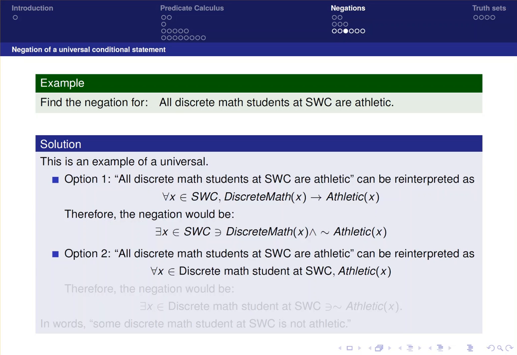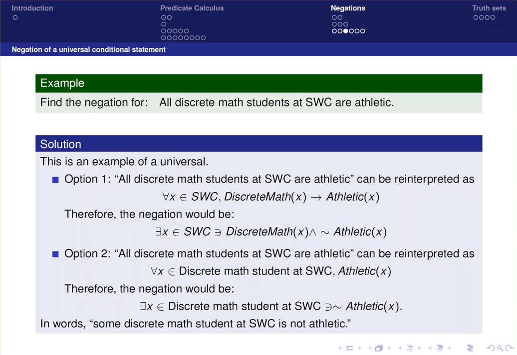Another option would be something like this. "All discrete math students at Southwestern are athletic" can be reinterpreted as: for every x who is a discrete math student at Southwestern College, comma, athletic x. Therefore, the negation would be that there exists a student who is in discrete math at Southwestern College such that the person x is not athletic. So some discrete math student at Southwestern is not athletic.